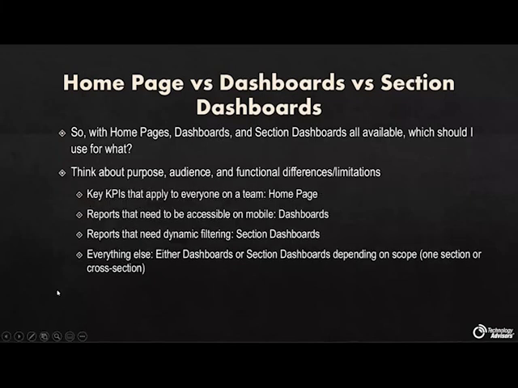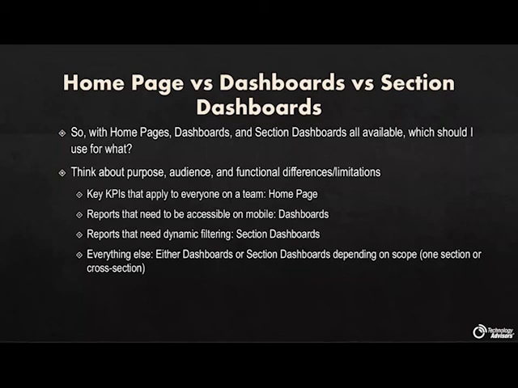And so keeping those things in mind, if I'm making decisions about where to build a particular report, I'm going to be thinking about what's the purpose of that report, who is the audience of the report, and again, those functional differences or limitations. Things that I would tend to put on a homepage are going to be those key KPIs, key performance indicators that are going to apply to everyone on a team, because that homepage is shared with everyone who uses that workspace. So if it's something that is important for everybody, those are the things that I want to put on my homepage.